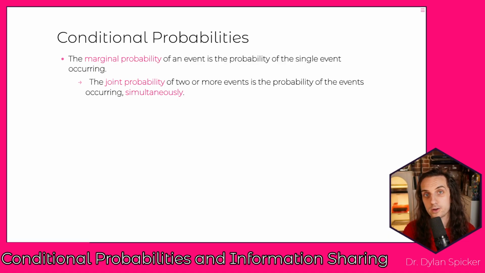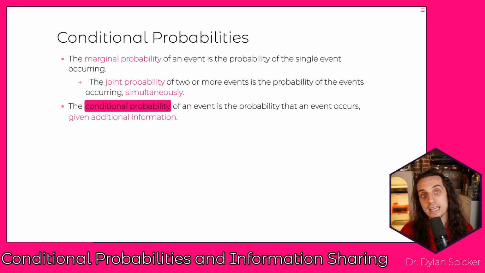Joint probabilities are going to refer to two or more events occurring simultaneously. And so if you want the joint probability of some events, then we're looking at, well, what's the probability that all of those events occur at the same time? A conditional probability is going to be the probability that an event occurs given some additional information.